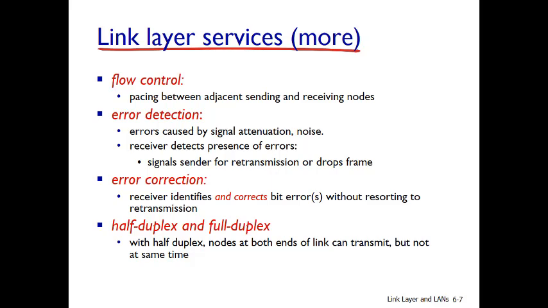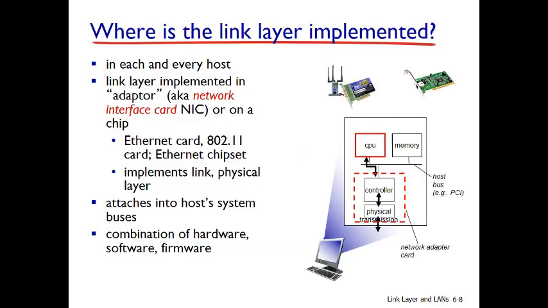Now, the next question is, where's the link layer implemented? Well, it turns out the link layer is implemented in each and every host on a network. And the link layer is implemented in an adapter, which is also known as a network interface card, a NIC, or sometimes on a chip. So you might have an Ethernet card, an 802.11 card, the Ethernet chipset. This would implement the link layer and the physical layer. And the card would typically attach into the host system buses. And the link layer is typically implemented using a combination of hardware, software, and firmware.